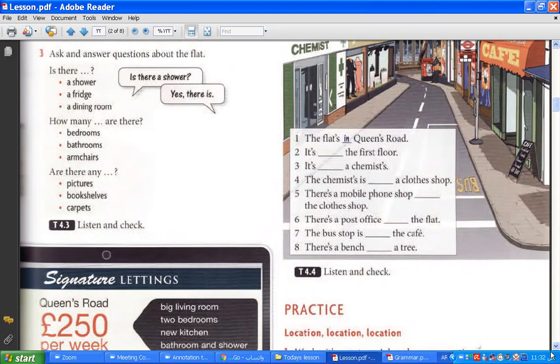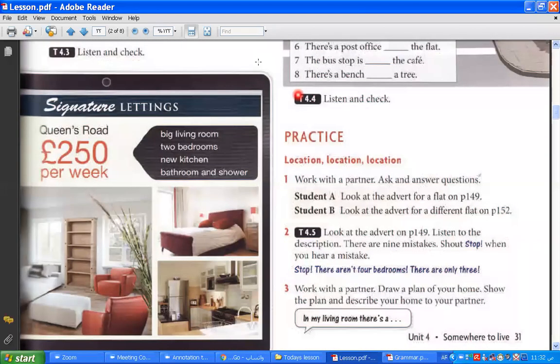Are there any big chairs? Sumaya, are there any big chairs? Sumaya, your mic doesn't work. Sumaya, you are hearing? Yes, yes. What? Are there any big chairs? Do you see any big chairs here? Yes, I see. But I don't see in which room.